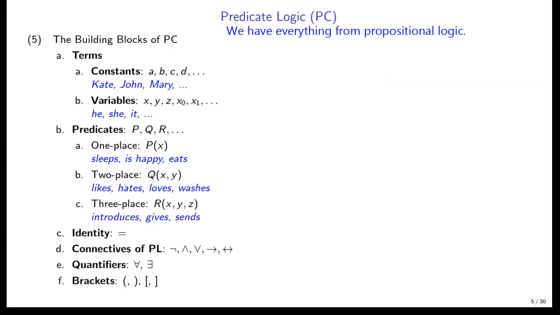Okay. What we do have, though, is a lot of new stuff. So first of all, we have these things called terms. And terms are things that go inside the predicate. So these are essentially our nouns and pronouns. Well, and specifically variables.